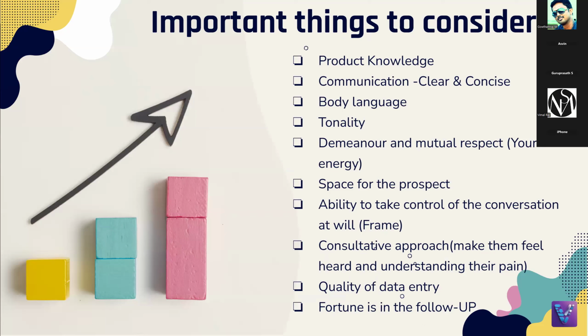Okay, the final thing is important. The important things we need to consider for the sales process are product knowledge, and whether the communication is clear or not. We have to consider that. And what is the body language, and tonality? Tonality is nothing but the language or tone. What is the customer's tone, and what is your tone? These are the things we need to consider, like mutual respect.